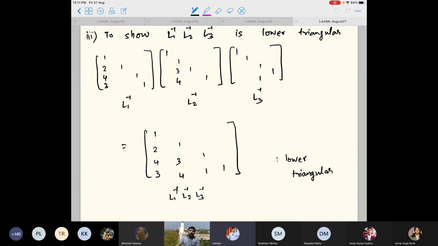So here, in order to obtain the lower triangular matrix, actually you don't have to do any calculations. You just have to use those multipliers. Those multipliers will give rise to the lower triangular matrix.